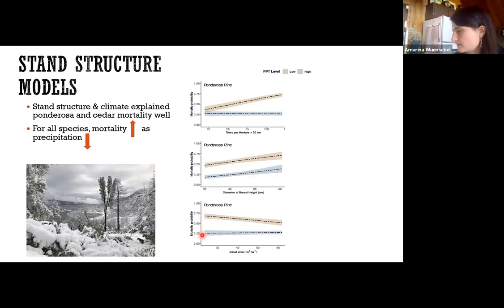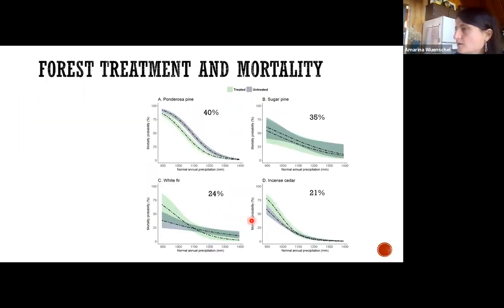And then this last graph is showing basal area and mortality probability. And essentially, we're not really seeing a big difference at the wetter sites, but for some reason at the drier sites, we're seeing a slight decrease with more basal area. We're not quite sure why. Perhaps that's microsite buffering.